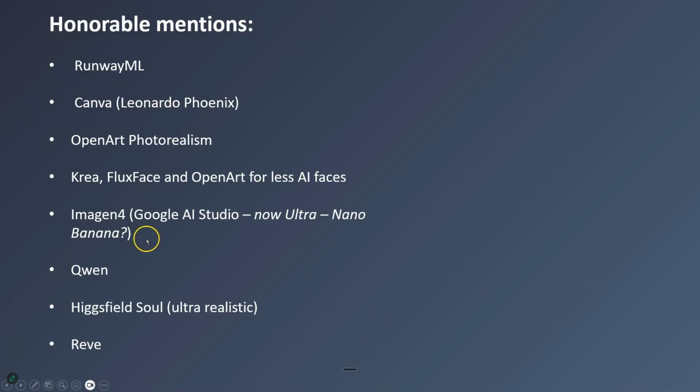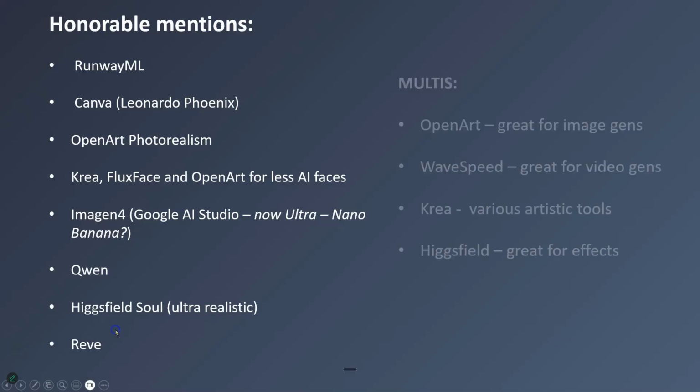Actually, they might have admitted it today because they did a whole thing on their Pixel phones. So maybe they mentioned it. But anyway, this is the one that's currently causing the most consternation in the industry. Qwen is very good. Higgsfield Soul. I'm going to show you some amazing things about Higgsfield in a moment because we're going to go into the video area. Higgsfield Soul is ultra realistic, and Reve is another one that's very good.